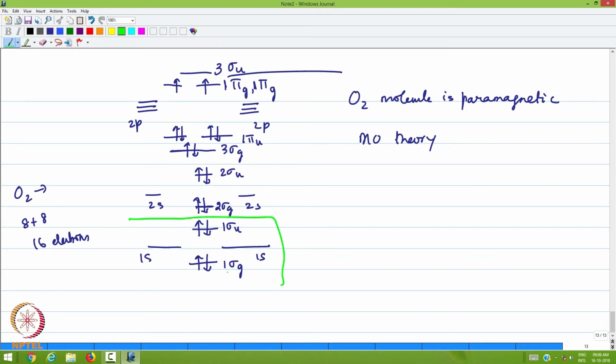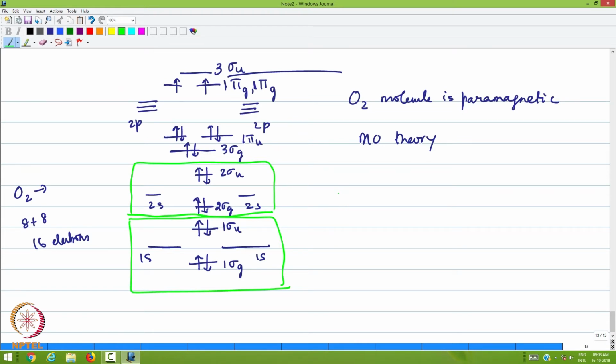In this core there is no net stability, in this core there is no net stability, but here you have the net stability because 6 electrons are there in the bonding orbital and only 2 electrons are there in the anti-bonding orbital.